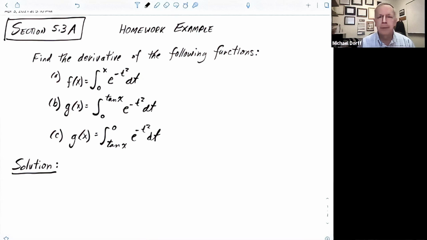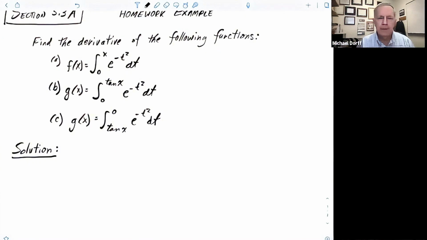We're in section 5.3a, and we're looking at some homework examples. In these examples, we're supposed to find the derivative of a certain set of functions. So let's begin. What do I notice about all the functions I have here? All these functions are written as integrals, and I'm taking the derivative of those functions. So I'm taking the derivative of integrals.